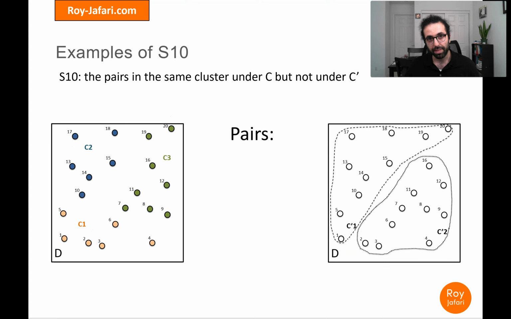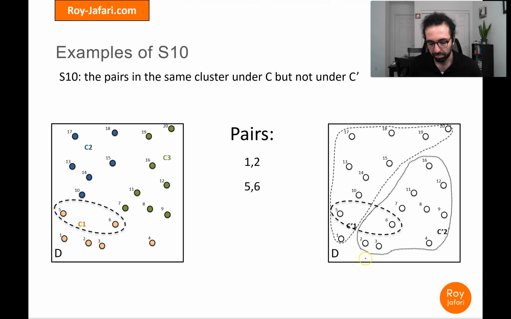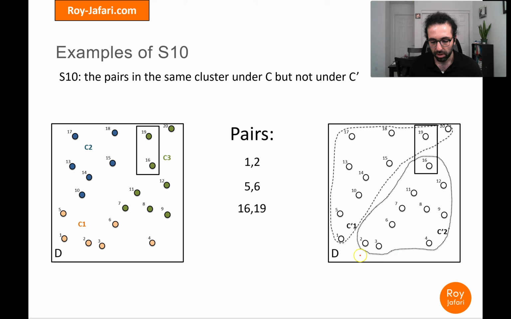S10, meaning that the pair is under the same cluster in C, but they're not in the same cluster in C prime. So let's look at a few examples. We've got 1 and 2. We can see that they are under the same cluster in C, but they're not under the same cluster in C prime. Another example, 5 and 6. Again, they are under the same cluster in C, but not under the same cluster under C prime. Another example, 19 and 16. They are under the same cluster here, but they're not under the same cluster here.